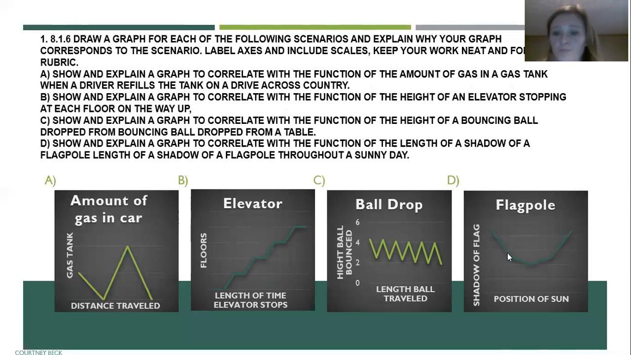Graph D is the shadow of a flagpole throughout a sunny day. So we're going to do x-axis, the position of the sun, and the y-axis, the shadow of the flag. So we're going to start right here when it's the beginning of the day and the shadow's at its highest. And then as the day goes about midday, the sun's going to be at its lowest. And then as the sun is setting, the shadow's going to be casting on the other side and going back up to its original position. Okay.